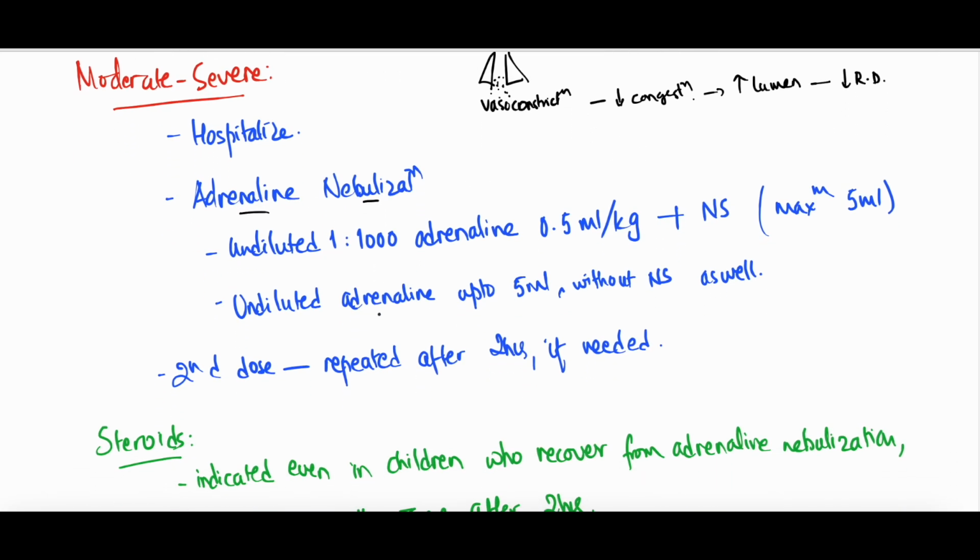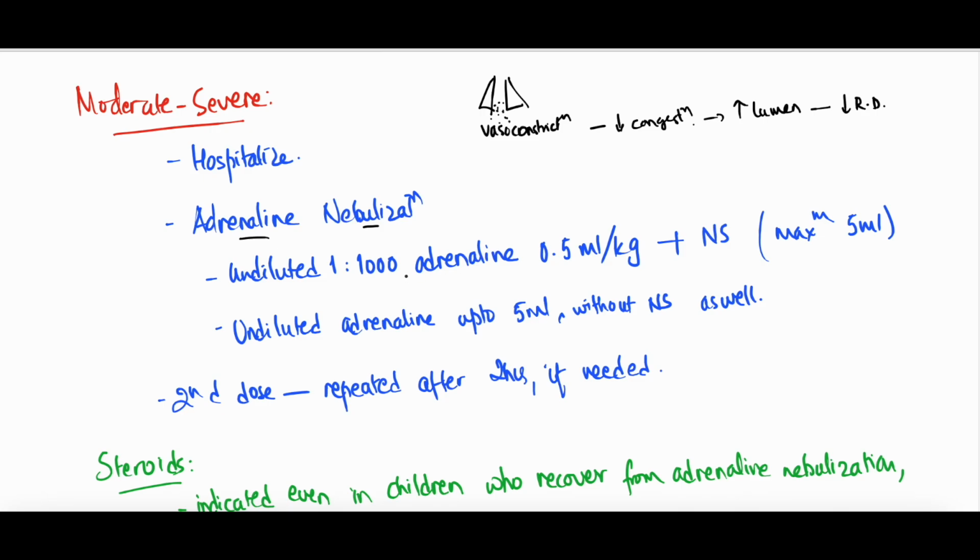We use adrenaline nebulization of 1:1000 adrenaline at a dose of 0.5 ml per kg along with normal saline to make a total volume of 5 ml. For example, if a child is 8 kilo, we use 4 ml of adrenaline, plus 1 ml normal saline, so the 5 ml total solution can be nebulized. However, if the child is more than 10 kg, it becomes 5 ml of adrenaline. We can use undiluted adrenaline up to 5 ml without NS. So that's how we do it.